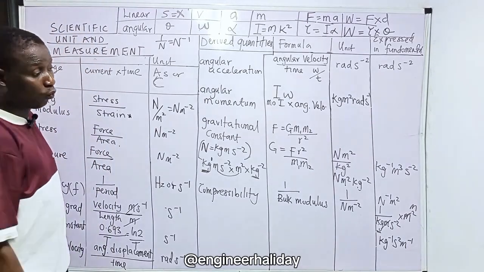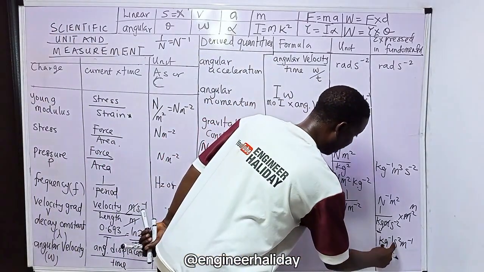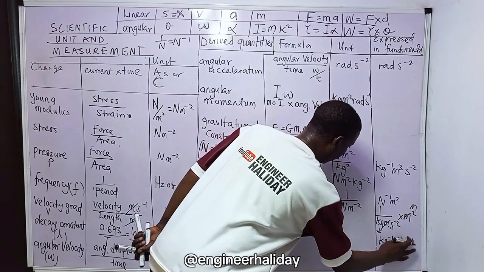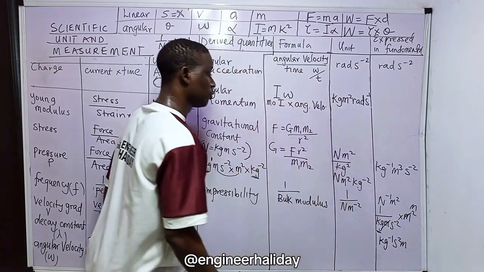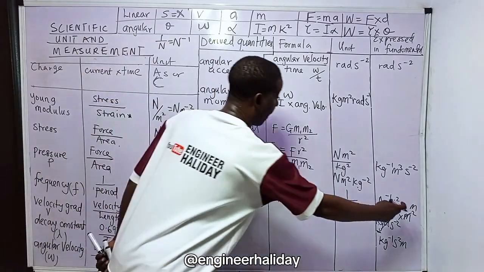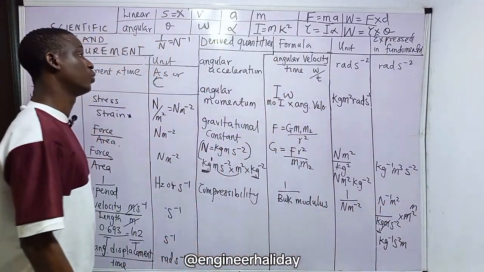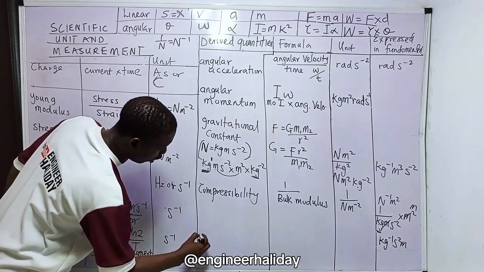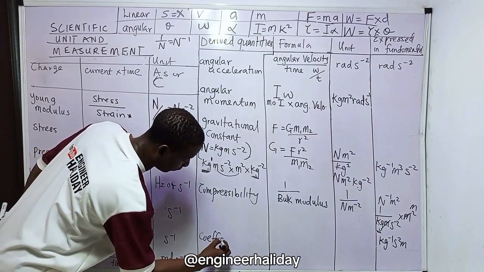compressibility. So what we are going to have is this one goes up. Then this one, okay, this is just ordinary one, just this power 1 because it's already up there, so no need to put anything. So that is the unit of compressibility. There's what we call coefficient of viscosity.